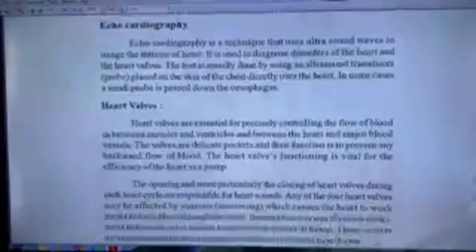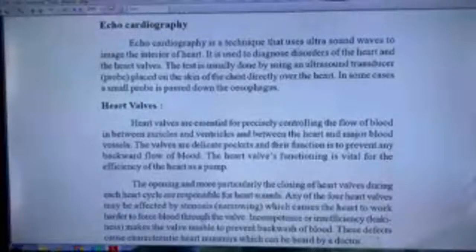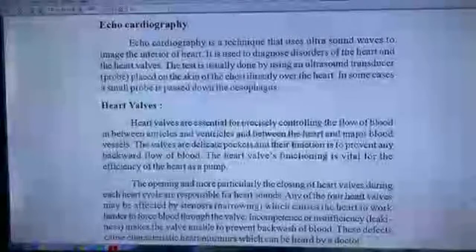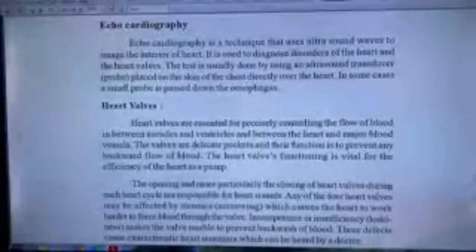Echocardiography is a technique that uses ultrasound waves to analyze the beat of the heart. This is usually done by using an ultrasound transducer probe placed on the skin of the chest directly over the heart. In some cases, a small probe is passed down the esophagus.